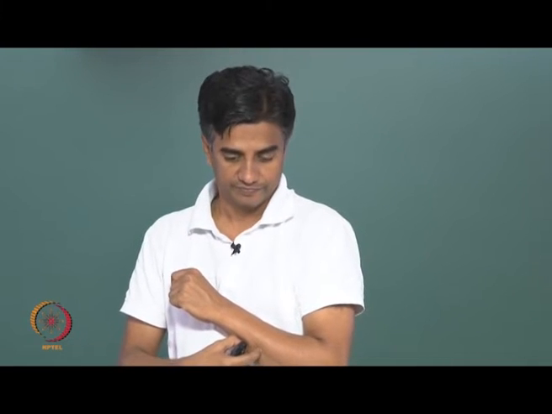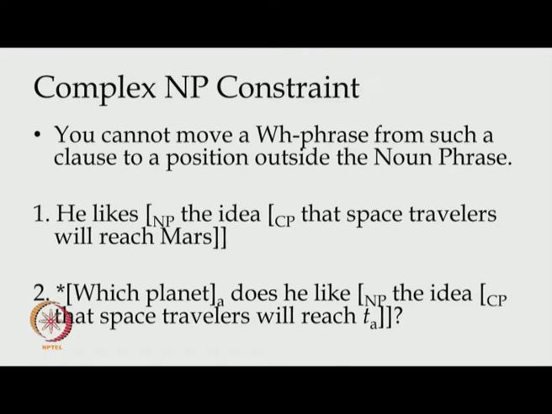So, if we are told to explain this sentence, why is this sentence not good? Then we can say this sentence is not good because we are trying to extract from the NP, the complex NP, the idea that the space traveler will reach Mars. Okay? From that, we are trying to question the planet. So, we are saying which planet does he like the idea that a space traveler will reach? Get it? Can you see the point with the bracketing? Is that clear?